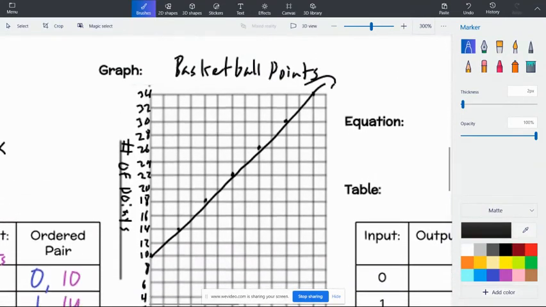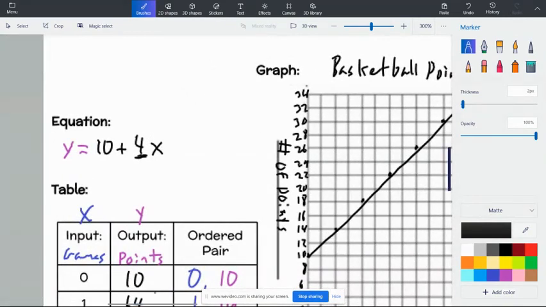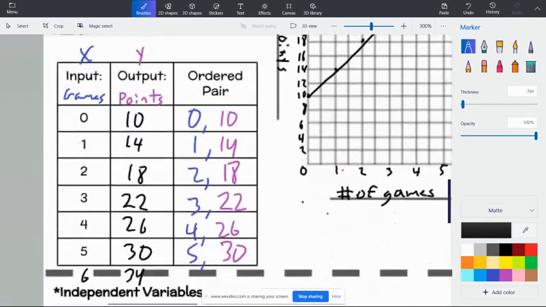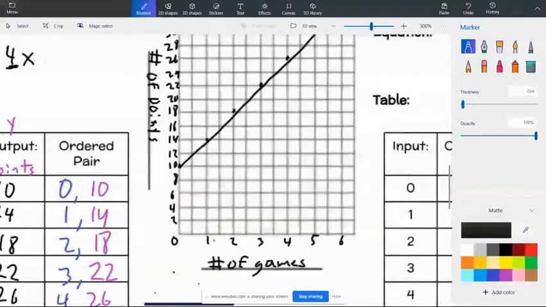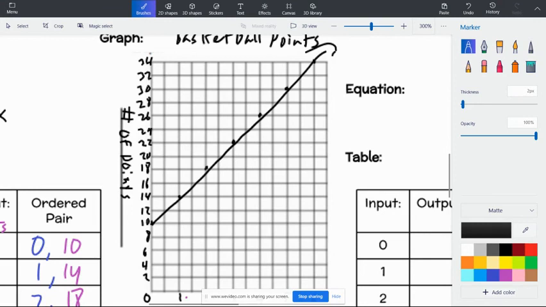So what we did is we took a word problem and we represented it as an equation, as a table down here, and as a graph. We're representing the same information 4 different ways: one in a sentence, one in an equation, one in a table, and one in a graph. That's the whole point of this section. So 6.2 is all about representing different equations different ways.